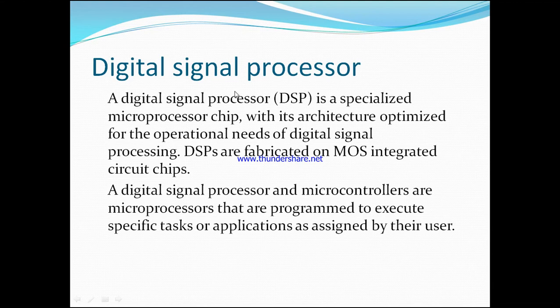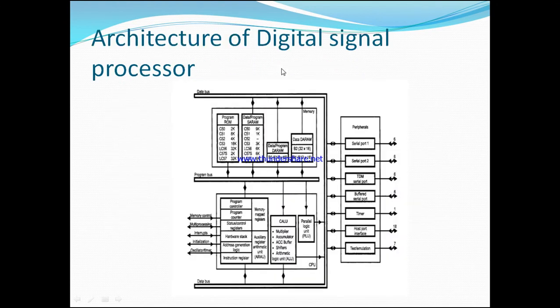The digital signal processor is a specialized microprocessor chip with its architecture optimized for the operational needs of digital signal processing. DSPs are fabricated on MOS integrated circuit chips. A digital signal processor and microcontrollers are microprocessors that are programmed to execute specific tasks or applications as assigned by their user. So this is the block architecture of a digital signal processor.